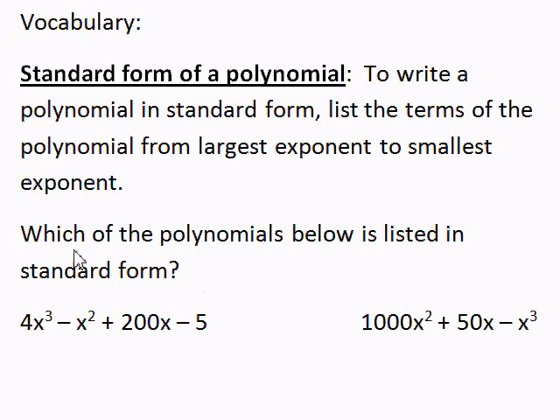Based on this definition, which of the polynomials below is listed in standard form? The answer is the first one, because the polynomial has been listed so that the largest exponent, x to the third, comes first, then x squared, then x, then our constant, which has no variable attached to it. This one's not in standard form because x squared comes before x to the third.